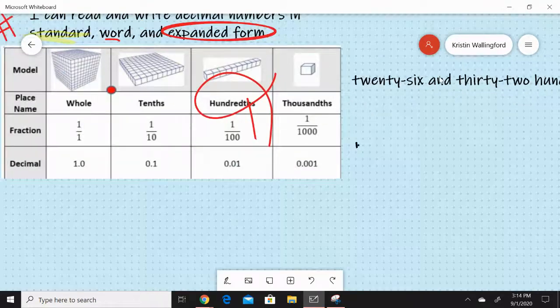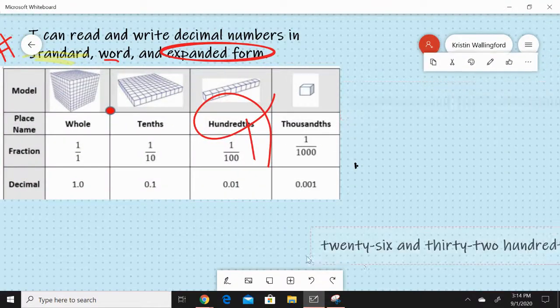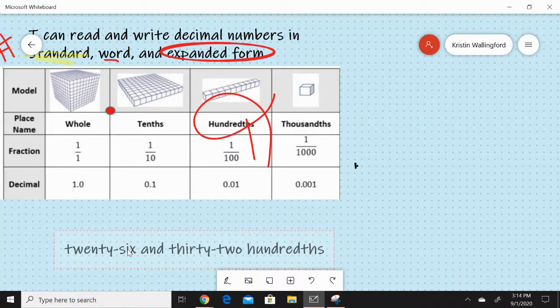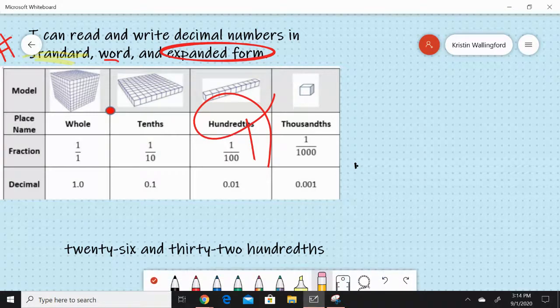So if I move that down here, it might be a little bit easier. So the first thing I want to think about is where that "and" is, because that's going to tell me where the decimal point goes. So the "and" is right here. So I'm going to put my decimal right there.